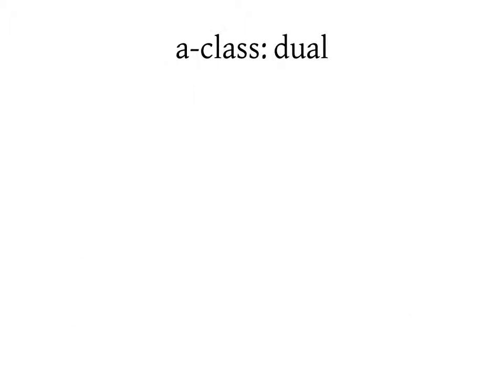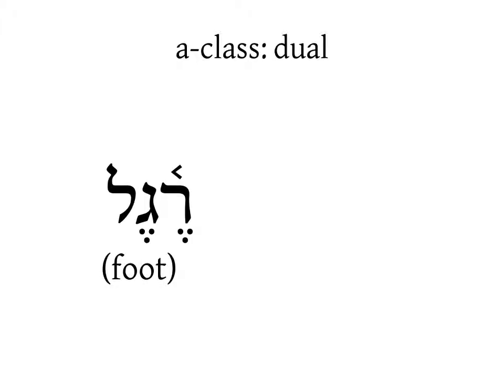Now let's look at the dual of the A class. So regel is an A class noun. It means foot. Technically, it's the lower part of the leg, including the foot and the ankle, and the bottom of the shin, or calf. Regel is an A class segolate and a body part that normally comes in pairs. So it won't take a normal plural. Instead, its plural form will actually be a dual. Do you remember that? If not, review the dual video.